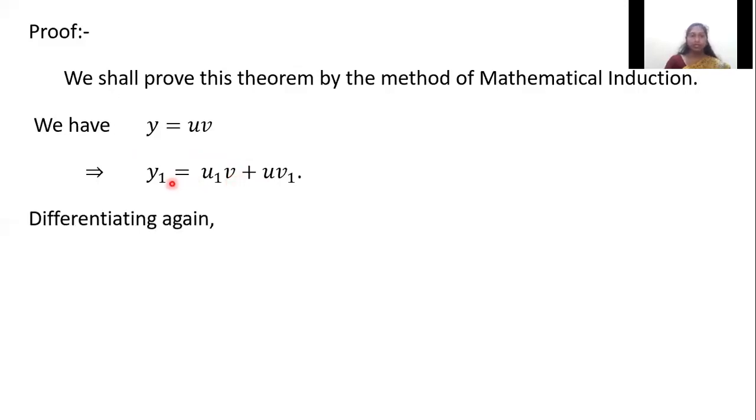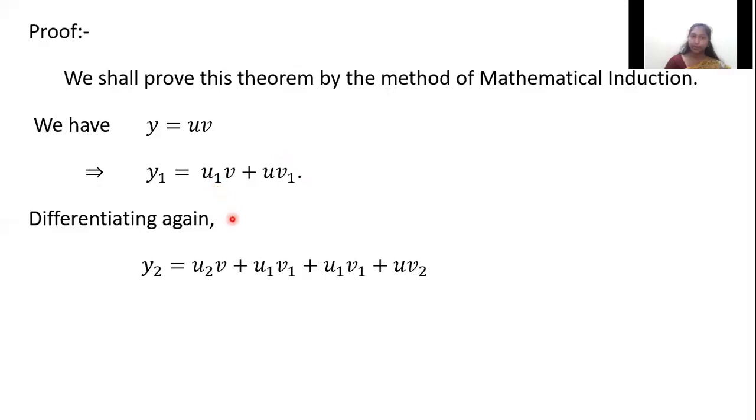Let us move on to differentiating once again, that is the second derivative. What are we going to get? y2 is equal to, you can see two terms in y1, each a product of two functions of x. So we have to apply the product rule for each and every term.